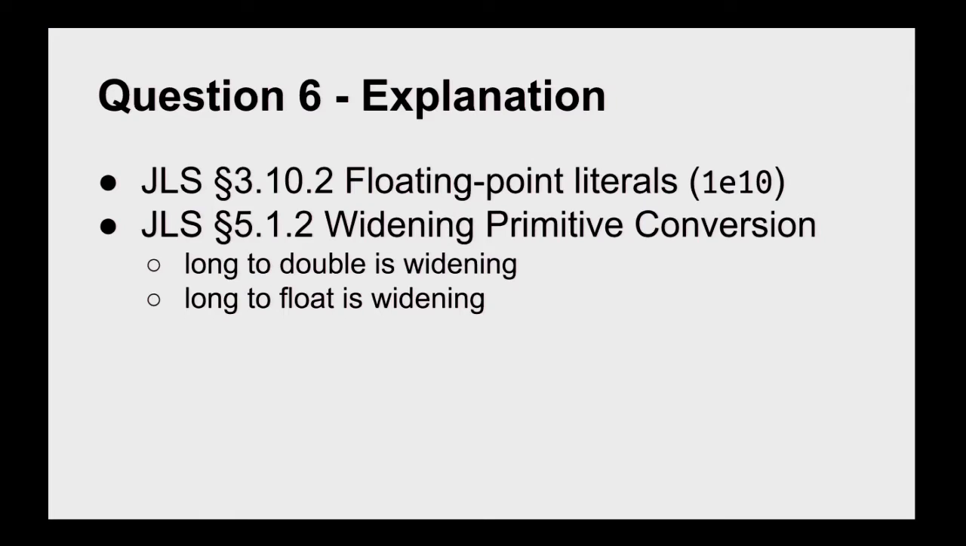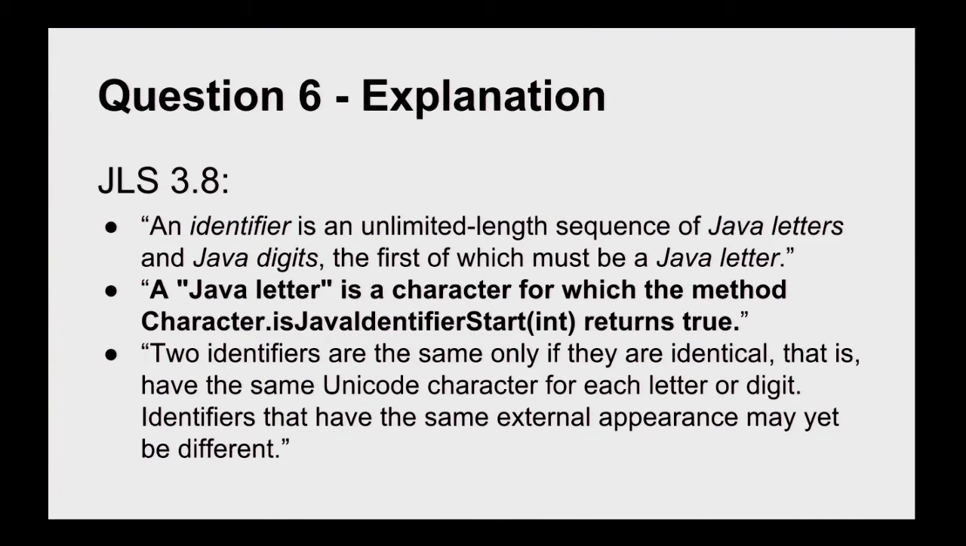Yeah, you should. So the parts that do compile, the 1E10, those are just floating point literals, those are fine. The long to double is a widening conversion. And also long to float is a widening conversion because it's a wider numeric range. Those are fine. It's the identifiers. You can have many kinds of Unicode characters. And the spec, I like this part of the spec, says a Java letter is a character for which the method Character.isJavaIdentifierStart returns true. And keep in mind that this can be used by people who are implementing a JDK, who are implementing the Character class.